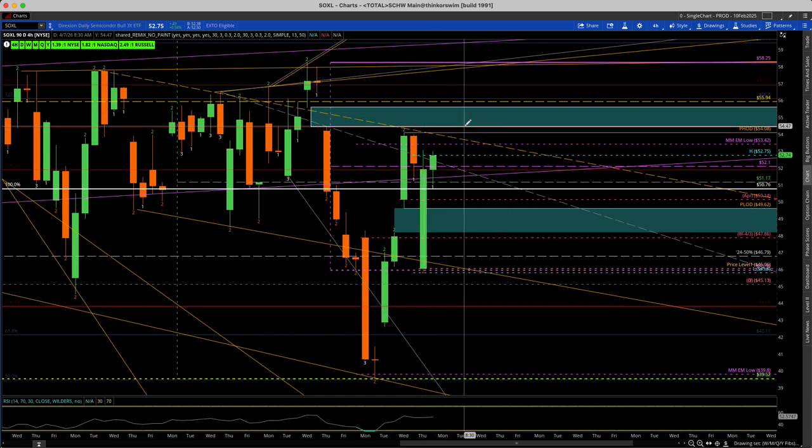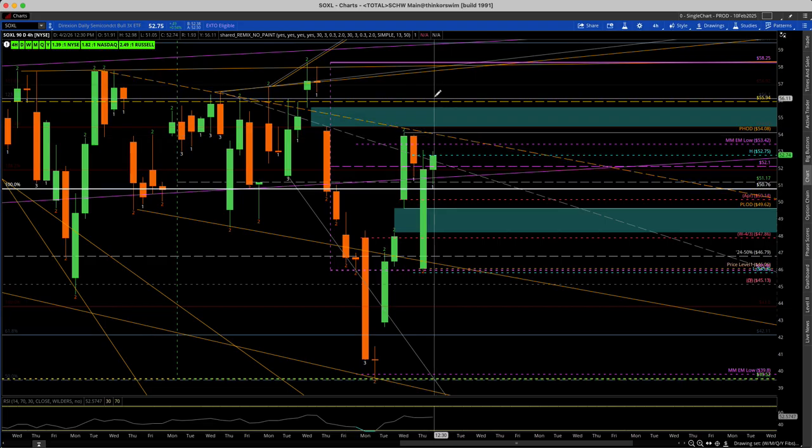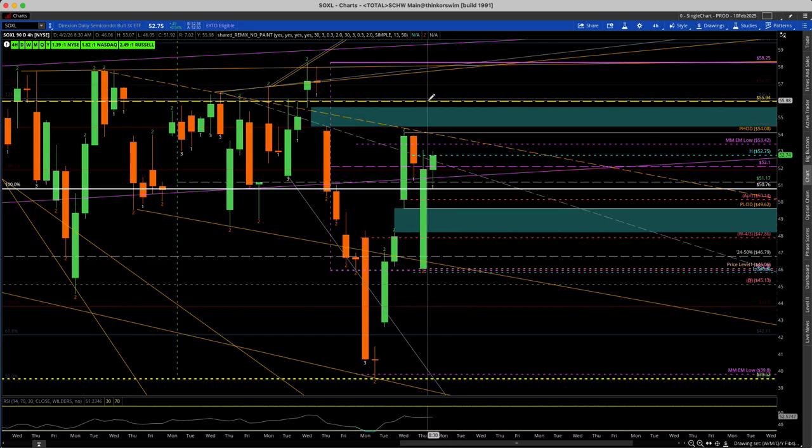Now we do have the gap above that could act as a magnet. We could wick up, maybe we reject off of last quarter's 50% level.